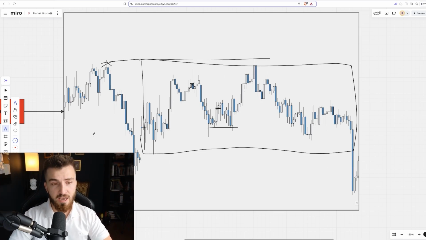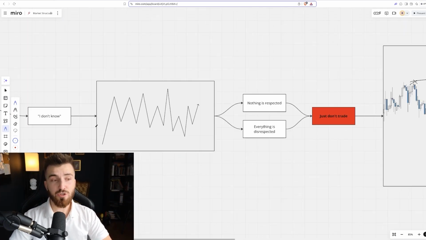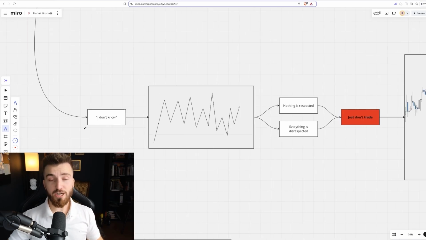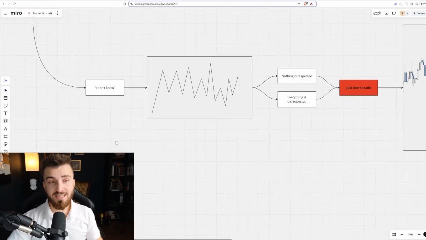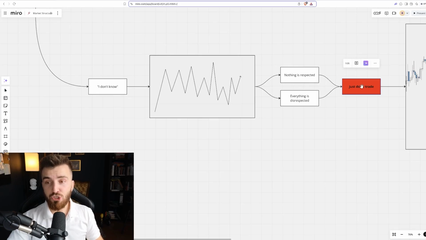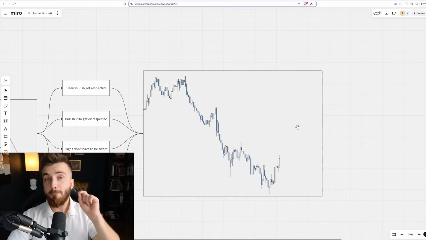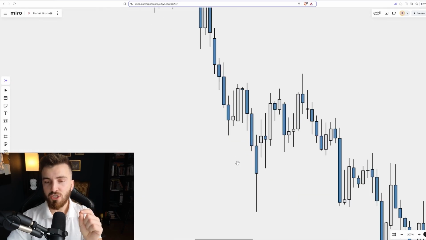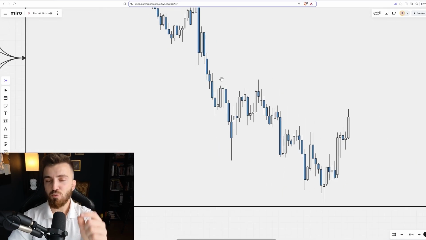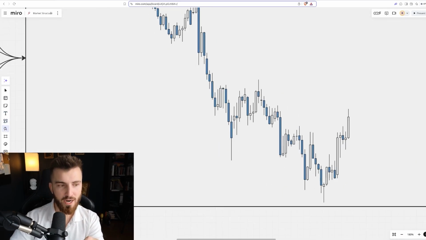So when I ask you the question, what is market structure? And your answer is, I don't know, you just don't trade. And you will notice that on the daily, most of the time, market structure is actually quite clear. By the way, this was the price action that I was showing you. Right here, this is the price action on that 4-hour chart.